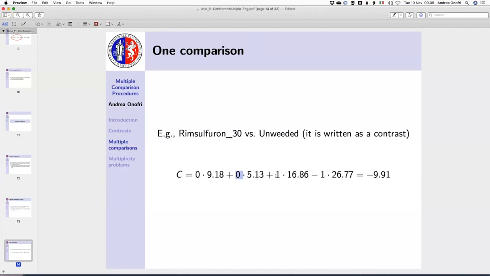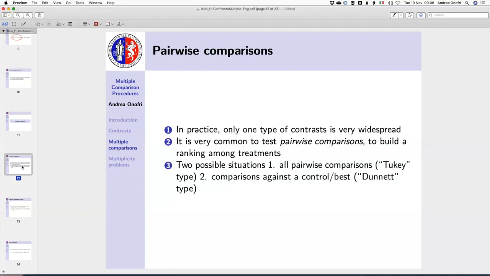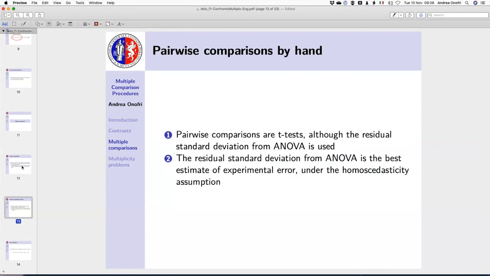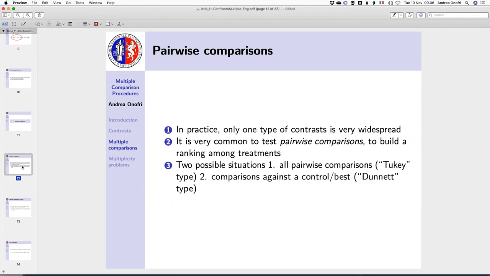So I use the coefficient equal to 0. And then I put a coefficient equal to 1 to the third mean, which is rimsulfuron, and a coefficient equal to -1 to the unweeded. So you see, I'm writing a pairwise comparison as a contrast. So it's still a contrast, but a specific type of contrast. I can have a lot of contrasts.